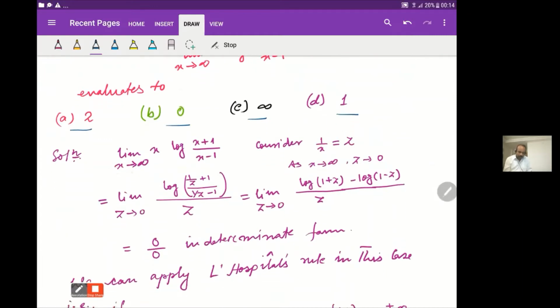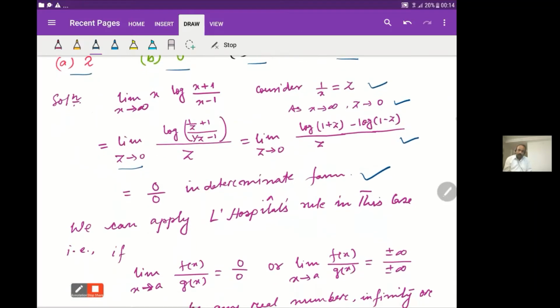So we start with limit x tends to infinity, x log x plus 1 by x minus 1. We can consider 1 by x equal to z. Therefore, as x tends to infinity, z tends to 0. So we have limit z tends to 0 log 1 by z plus 1 divided by 1 by z minus 1. That is equal to limit z tends to 0 log 1 plus z minus log 1 minus z divided by z. And putting the limits, we get 0 by 0.